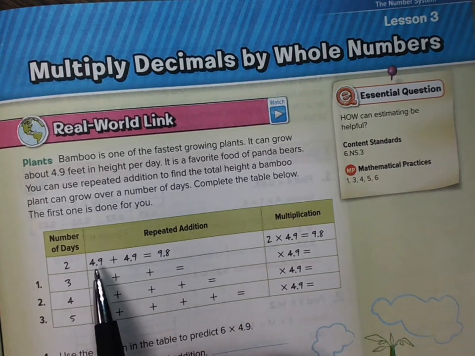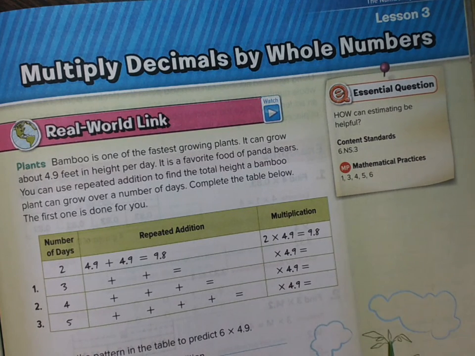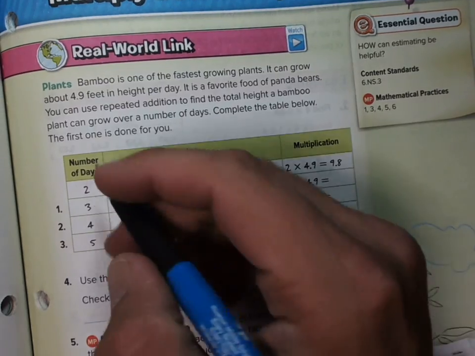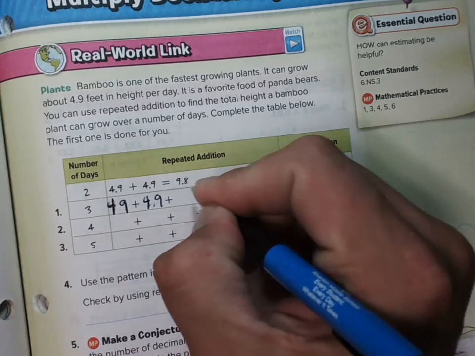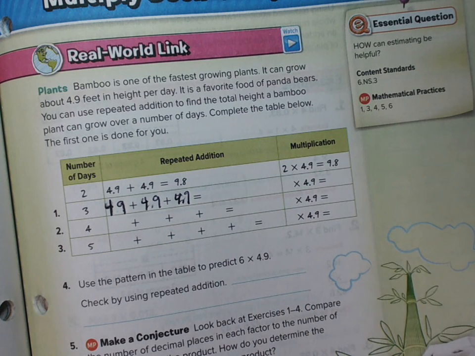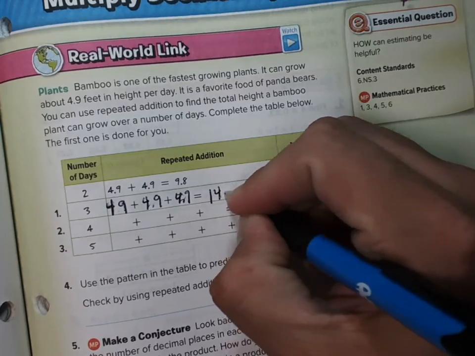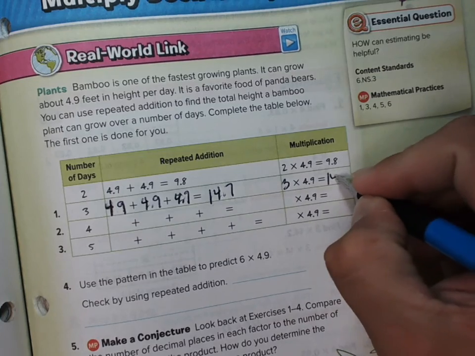So they did 2 days. Well, it grows 4.9 plus 4.9, that equals 9.8. They also showed multiplication as well. So if we did 3 days, it's going to be 4.9, 4.9, 4.9. Then you add those all up, and you should get, I want to say 14.7, but I want to double check my math, so I'm going to do this real quick. And yes, it's 14.7. If we did the multiplication route, it would have been 3 times 4.9, which is 14.7.